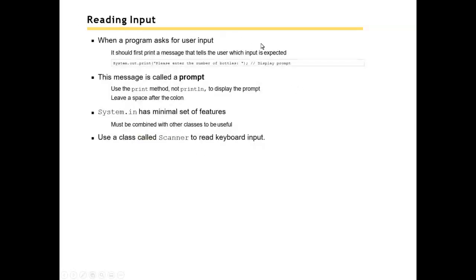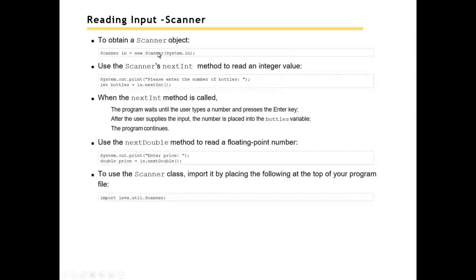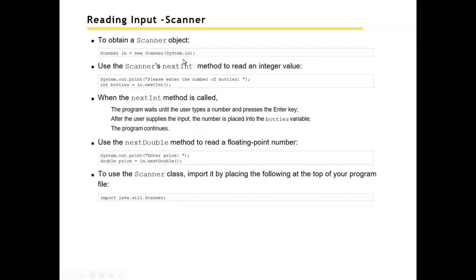So, reading input. When a program asks for user input, it should first print a message and ask for it. Print, please enter the number of bottles. This message is called a prompt. Use the print method, not println, because println throws a return in there. System.in has a minimal set of features and must be combined with other classes to be useful. If you use a class called Scanner to read keyboard input, you'll be able to do some fun stuff. So you create a Scanner object by sending it the input stream. So in theory, you could later send it a file instead of the input.